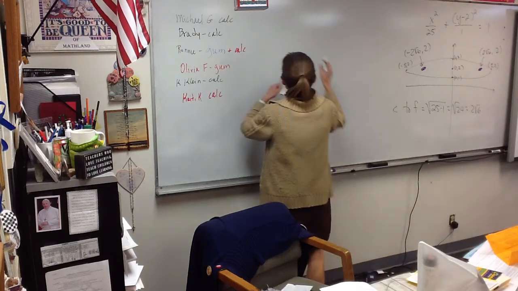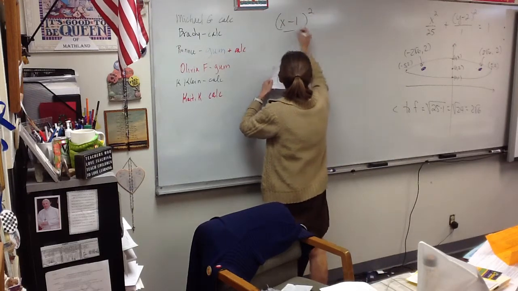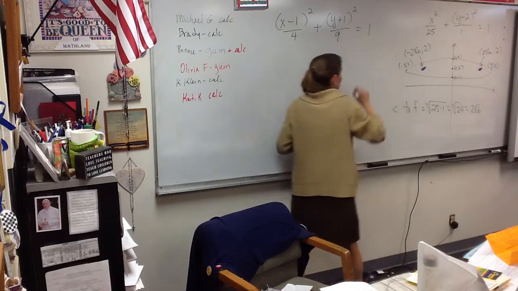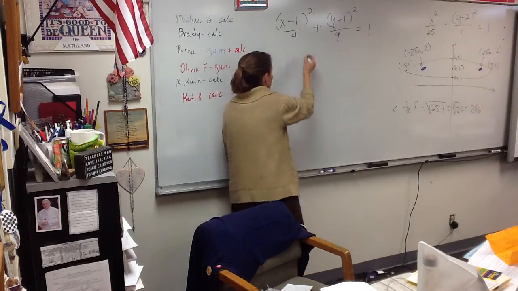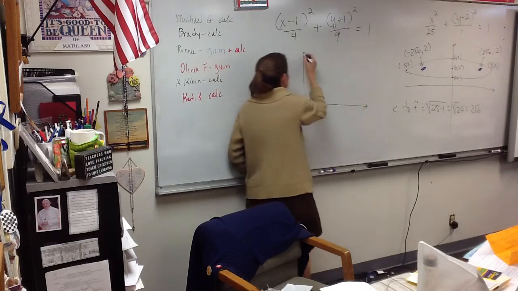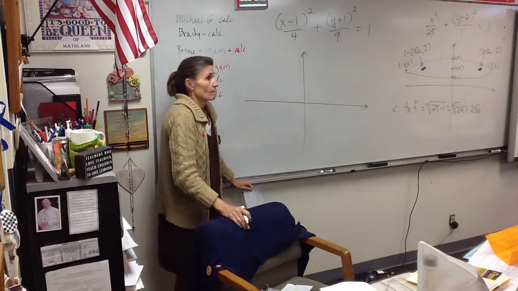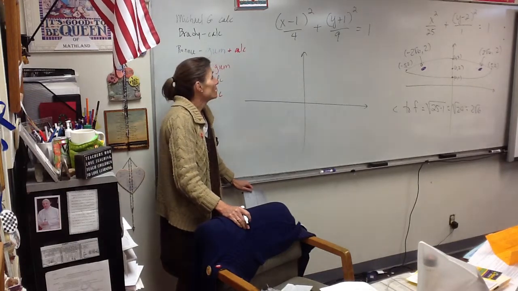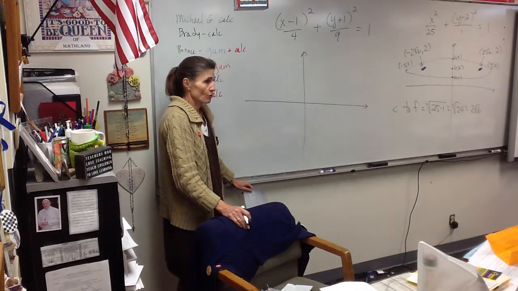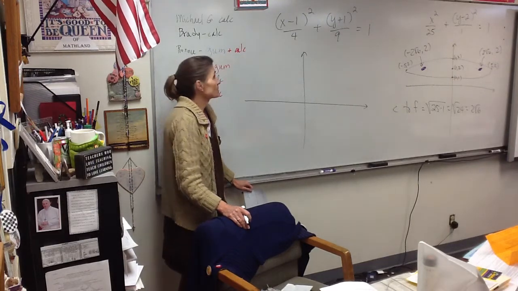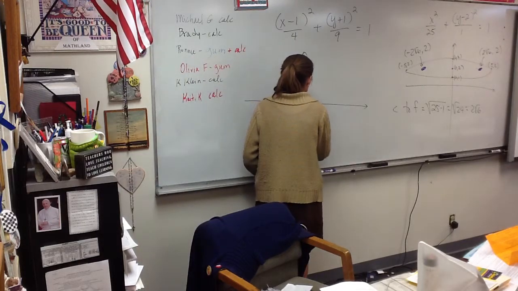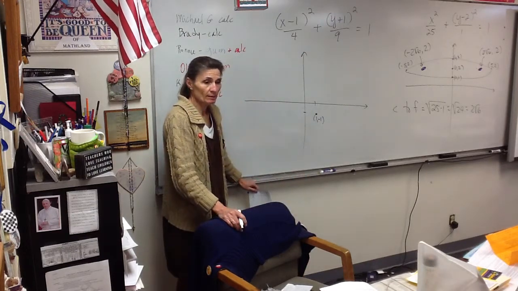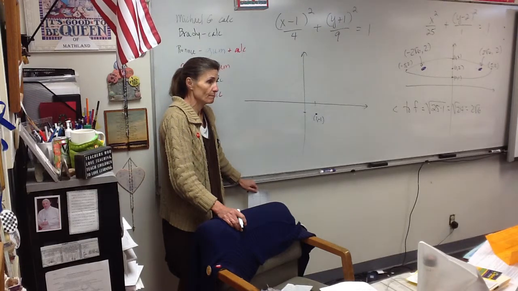All right, here we go. Here's my equation. Okay, let's see if we can get this done. If we can't, we'll finish it on Monday before we take our quiz. Where is the center of this ellipse? 1, -1. So everybody has that blank filled in correctly, right? The center is 1, -1.